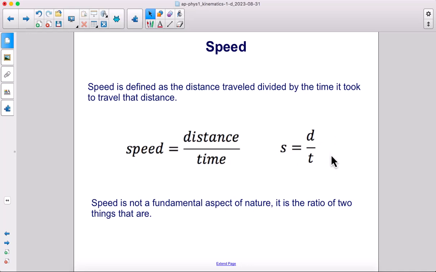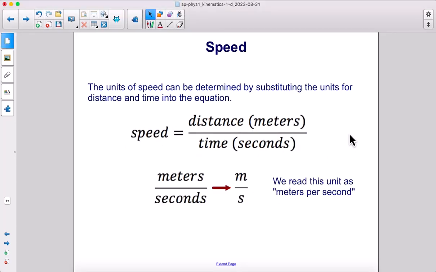Speed is not a fundamental aspect of nature. It is the ratio of two things that are. The units of speed can be determined by substituting the units for distance and time into the equation. Speed is distance over time. The units of distance are meters. The units of time are seconds, so therefore meters over seconds. And we read this as meters per second.